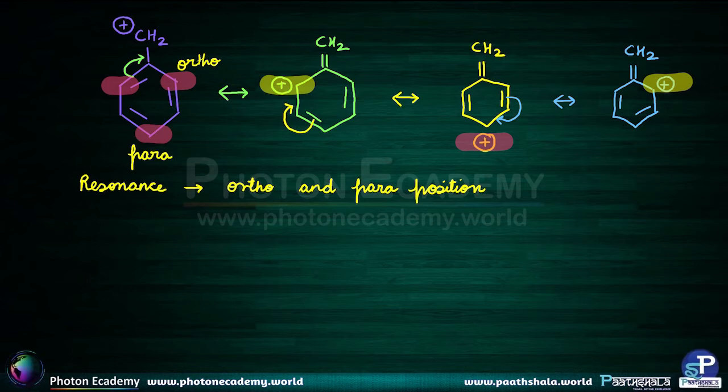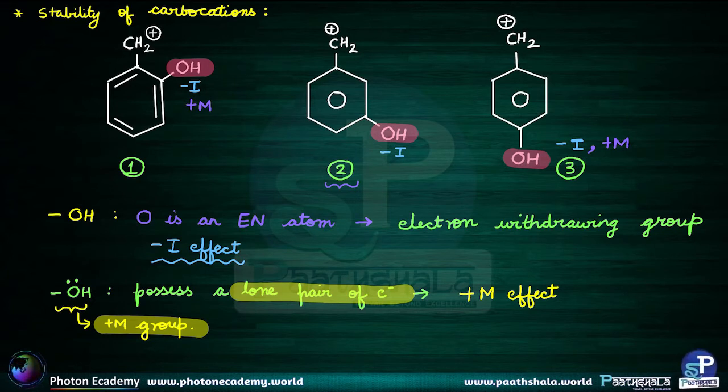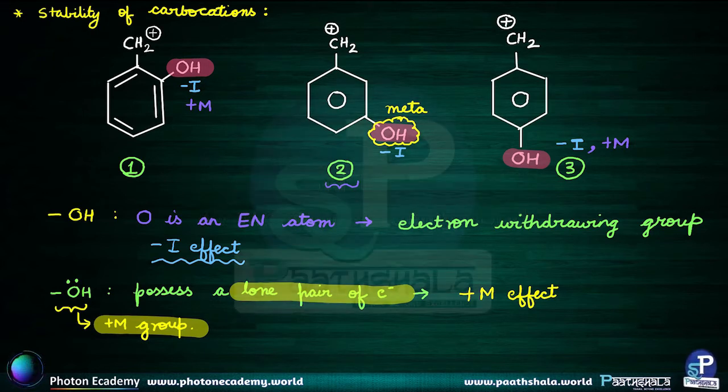Now, in the previous slide, we have seen that OH is here. So in the second one, this OH here will never get a positive charge because it is at meta position, and meta position does not participate in resonance. So we cannot assign a plus M effect to this case. Okay. So the carbocation only goes to the ortho and the para position in the resonance structure.